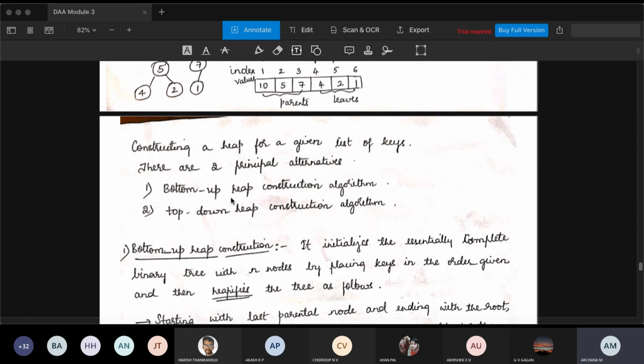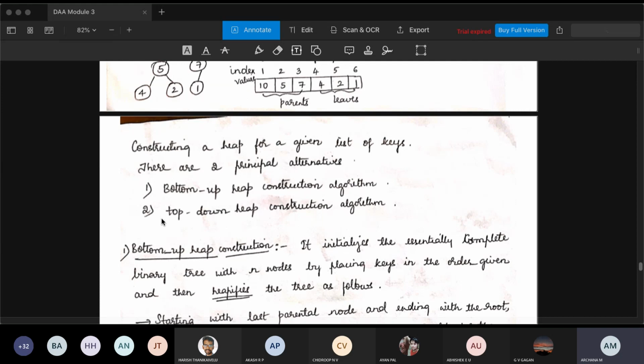There are two ways: bottom up heap construction and top down heap construction. These are the two important algorithms to construct a heap. Bottom up, that is, from bottom to up we will go, that is one construction. Top to bottom we will come, that is the second construction. These are the two ways to construct a heap.